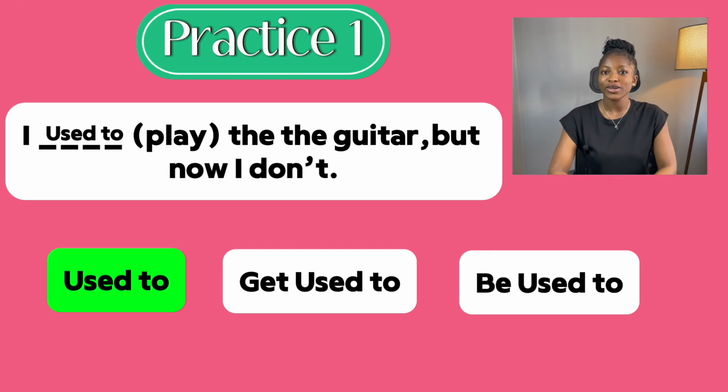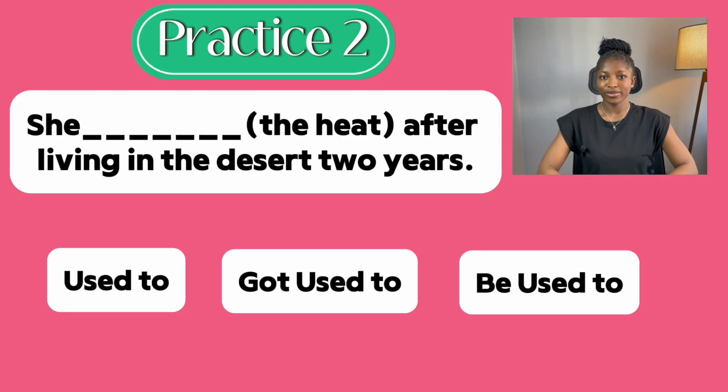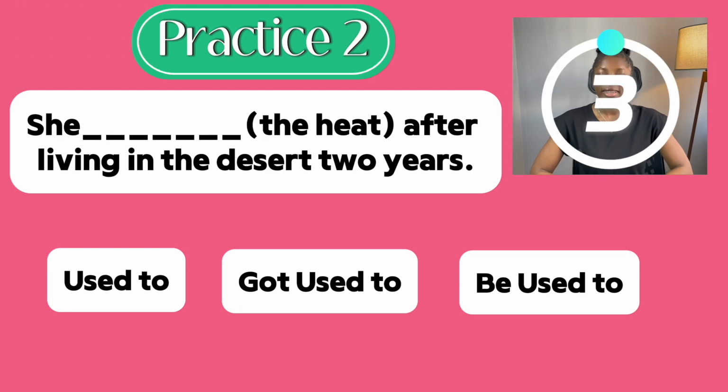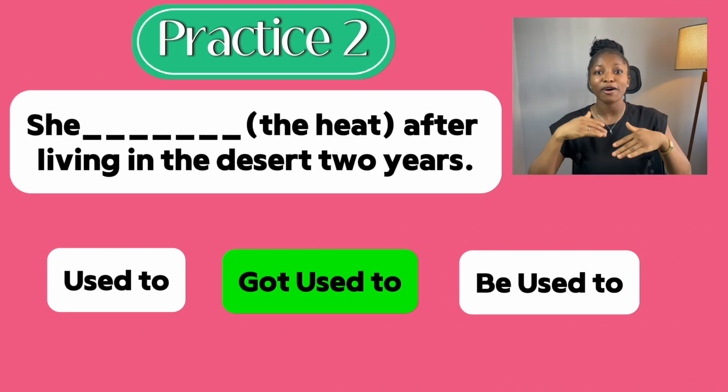Remember, used to is used to talk about past habits or situations. Playing guitar was a past habit, but now this person is no longer doing this activity or they probably lost interest. Number 2. She blank the heat after living in the desert for 2 years. Amazing. Got used to indicates the process of becoming familiar with the heat.